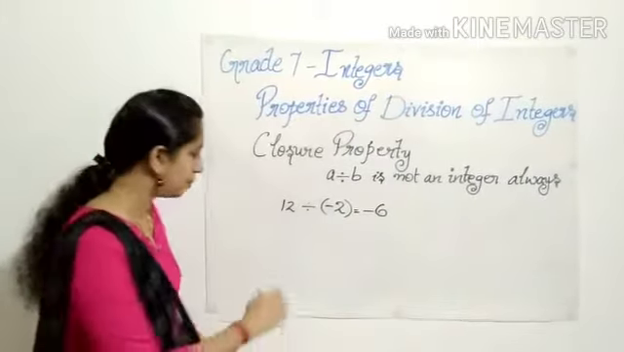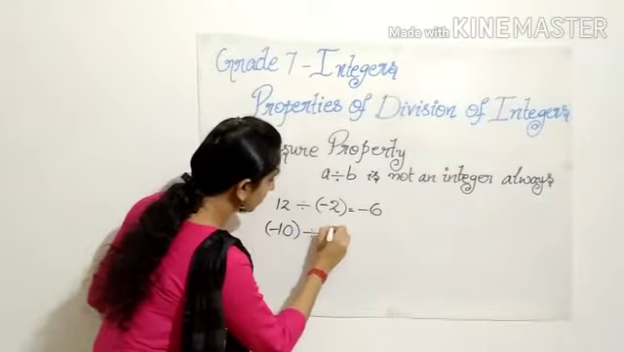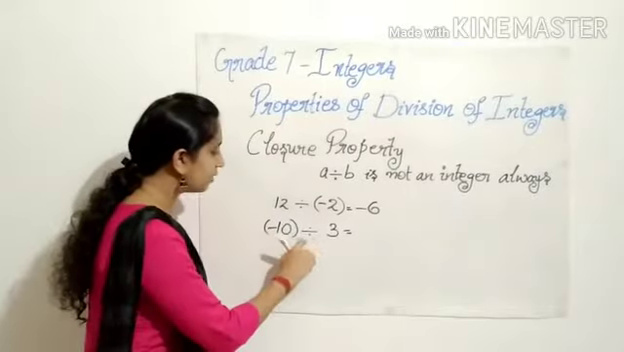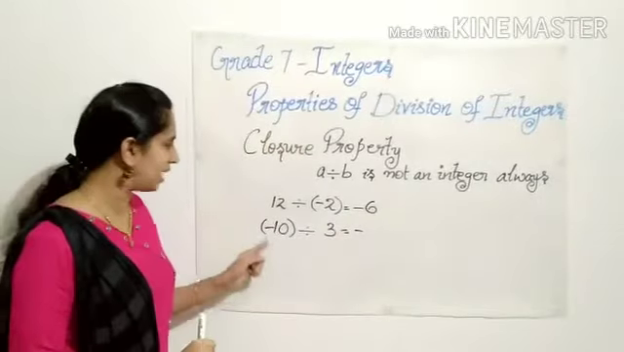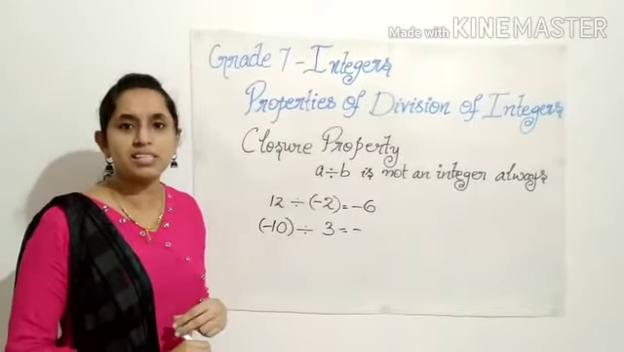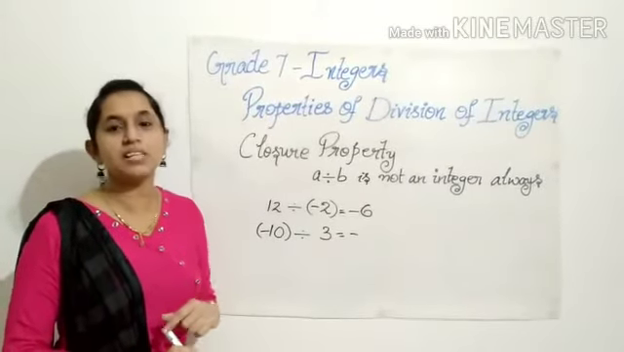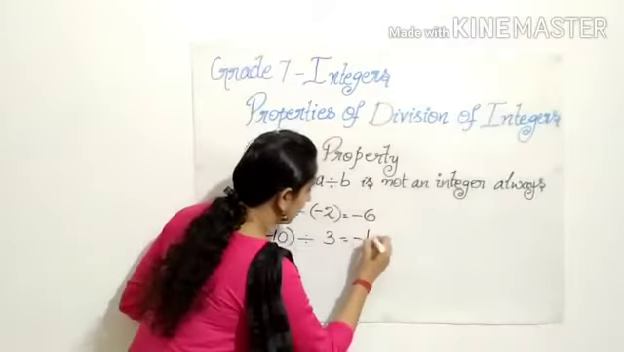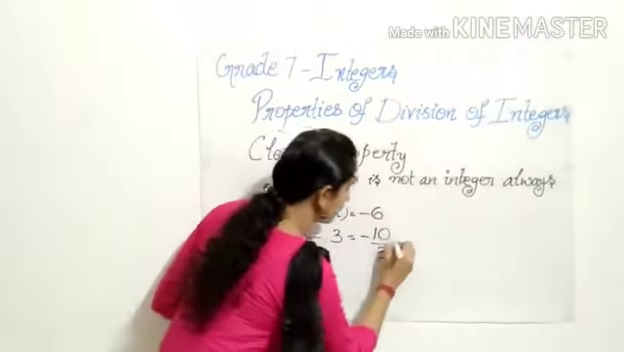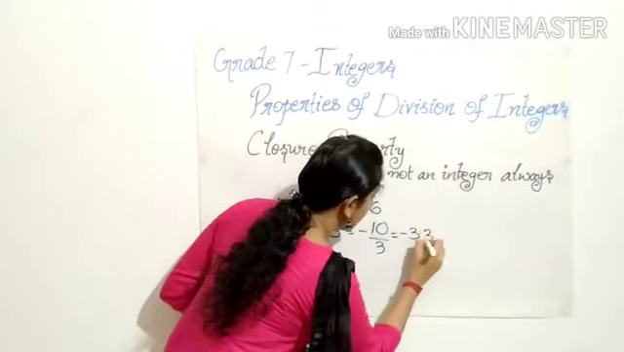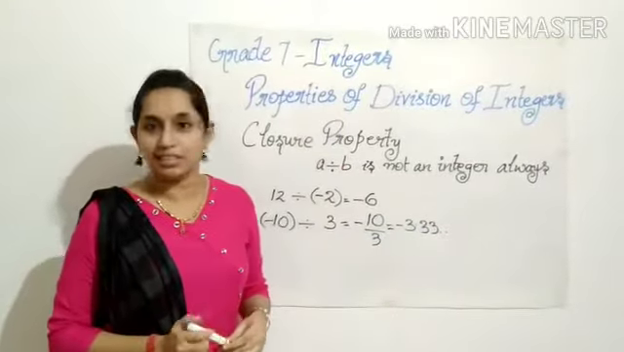Again, let's check one more example. -10 divided by 3. Negative divided by positive. It is negative. And what is the answer, children? 10 divided by 3. If you divide and see, you can get the answer like 3.333. It goes on like that. There you get a decimal number, right? Negative 10 by 3. The answer there is negative 3.33. It goes on like that. There you get a decimal, not an integer.